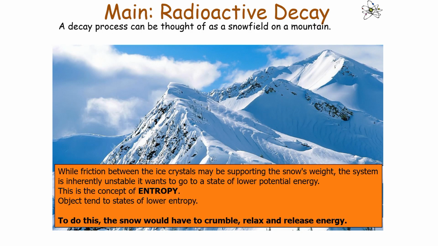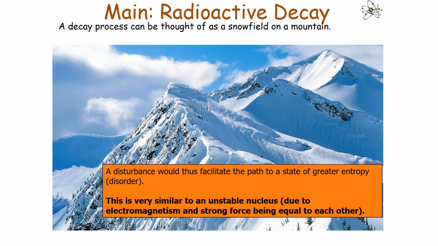Now, a decay process can be thought of as a snowfield on a mountain. So on a snowfield, whilst the friction between the ice crystals may be supporting the snow's weight, the system is inherently unstable and wants to go to a state of lower potential energy, which is the concept of entropy. Objects tend to states of lower entropy. So to do this, the snow has to crumble, relax and release energy. So a disturbance will facilitate this path to a state of greater entropy.